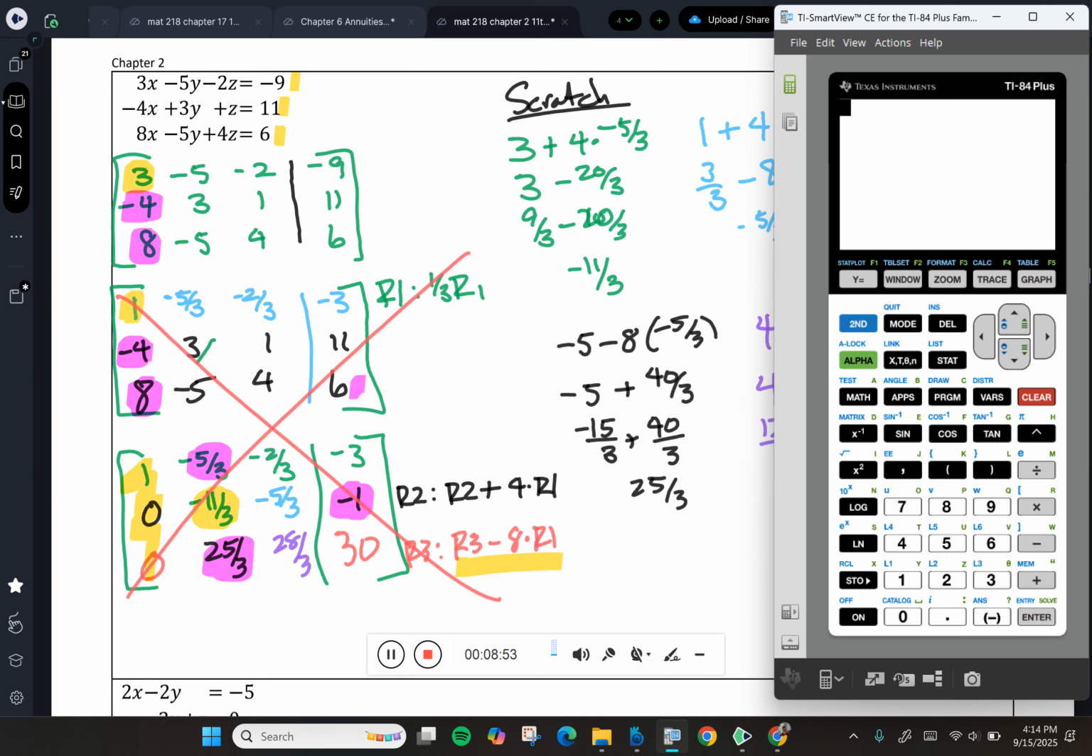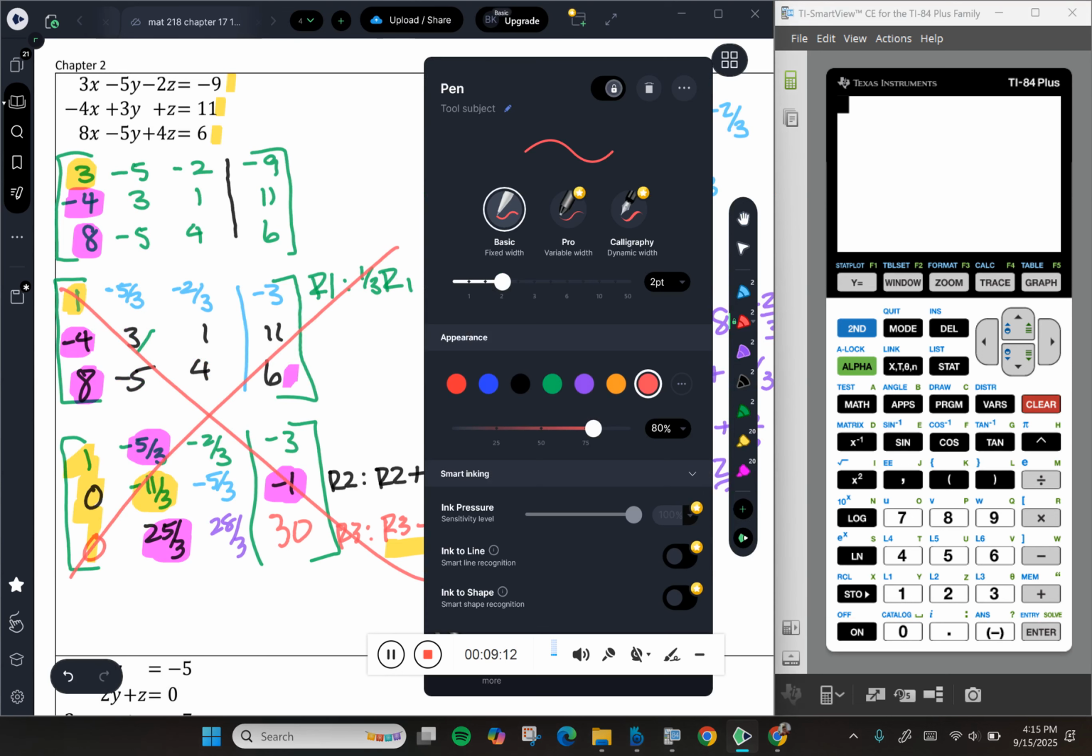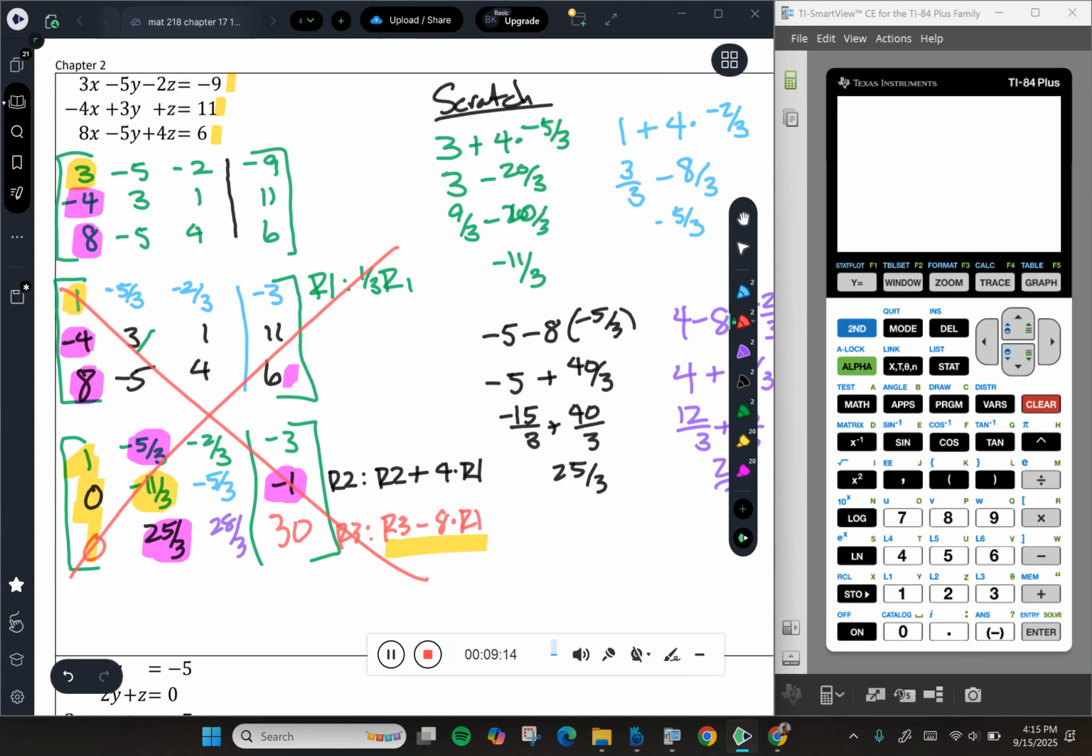Step 1 of doing Gauss-Jordan on your calculator is still exactly the same. Now I'm going to pause the video here and get this screen looking a little better. Okay, I'm back. I got the screen a little better so I can see my pen colors now. Step 1 of Gauss-Jordan in the calculator is exactly the same as step 1 by hand. You encode the system as an augmented matrix.